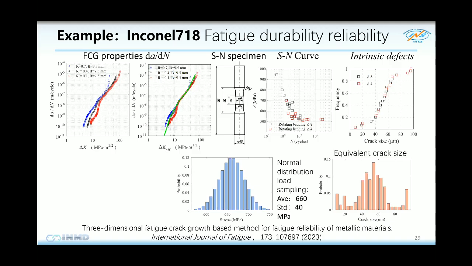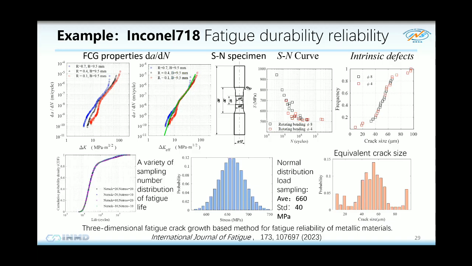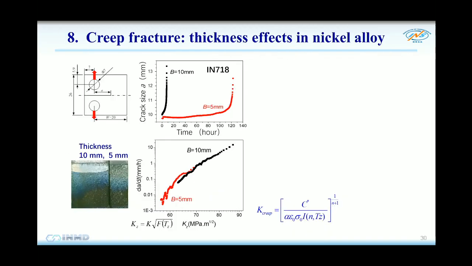And based on this initial equivalent crack and this loading, we can make a prediction of the durability reliability, like this one. We have used this kind of thing in engines, in rockets, in airplanes, in our engineering projects in China. And now we also do it for high temperature.